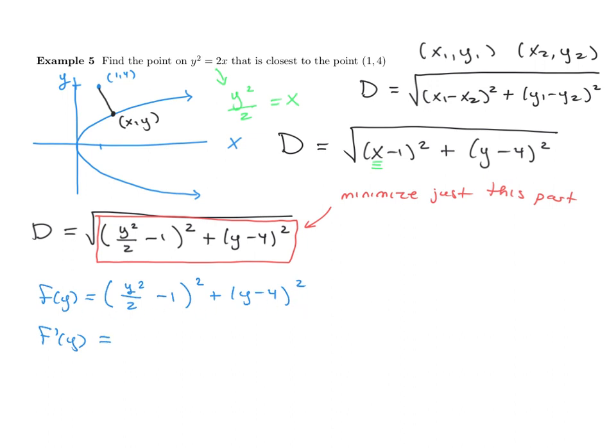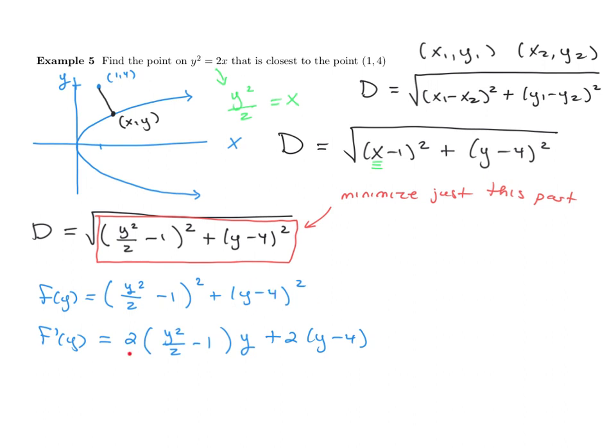To differentiate this, I'll start here. I'll bring down the 2. Copy down the y squared over 2 minus 1. I'll subtract 1 from the exponent. I don't have to write anything here. It's really just a 1. But then I multiply by the derivative of this thing. This means bring down the 2, which will cancel with this 2, of y to the first. And the derivative of minus 1 is 0, which I don't need to write. I now need to differentiate this piece. We get 2 times y minus 4, and the derivative of the inside thing is 1, which we also don't need to write.